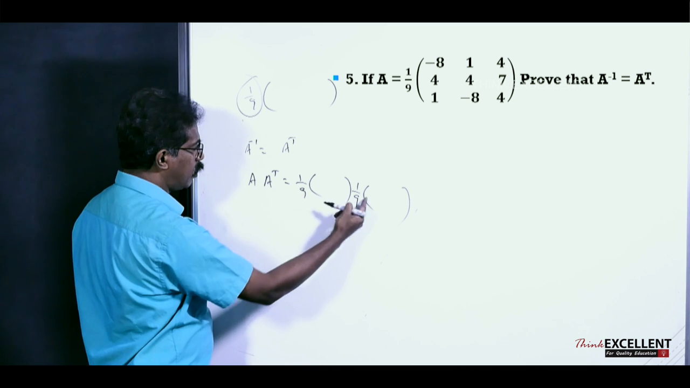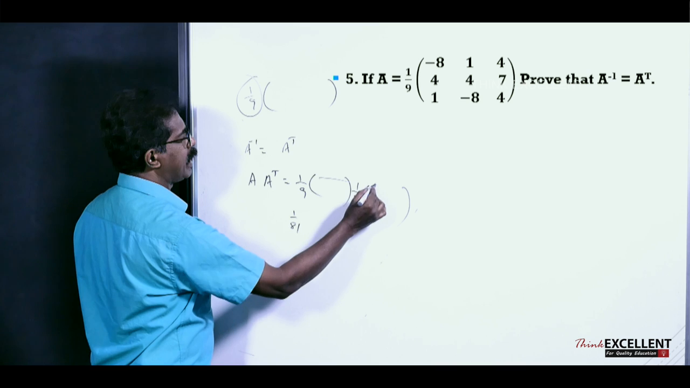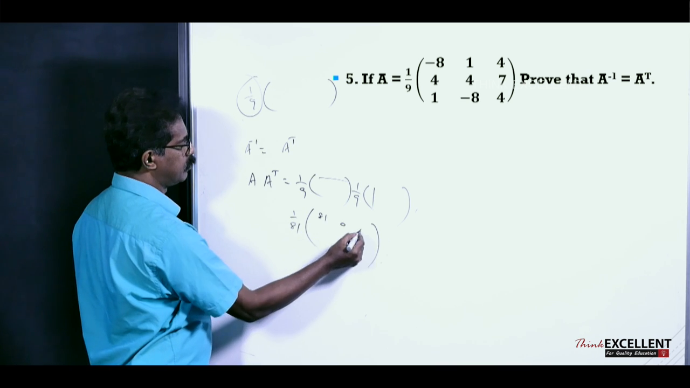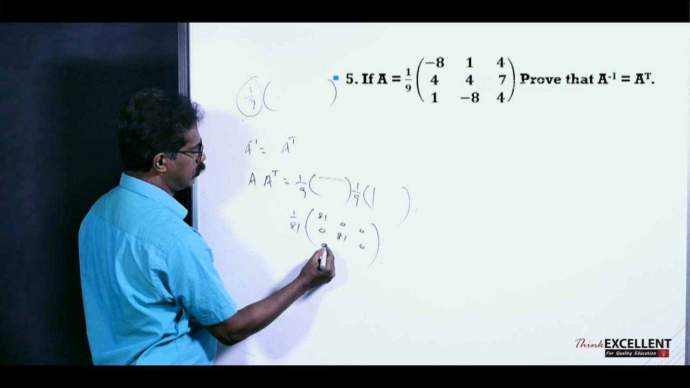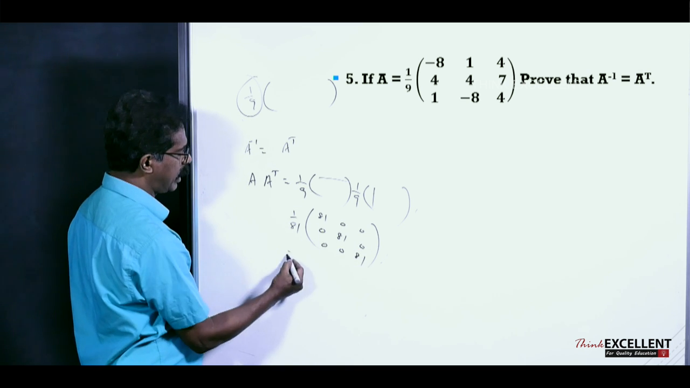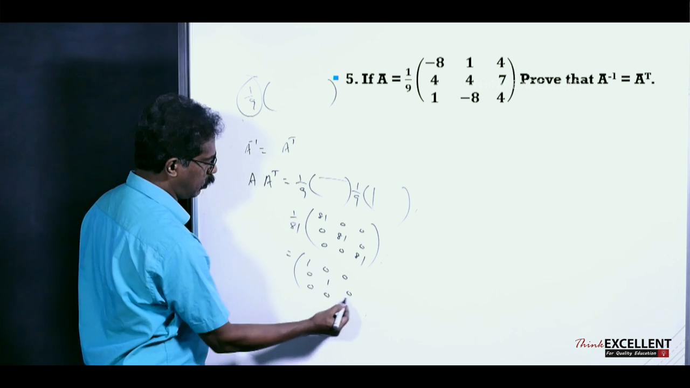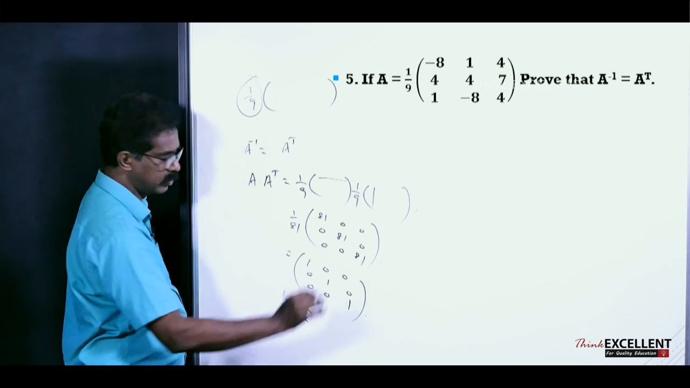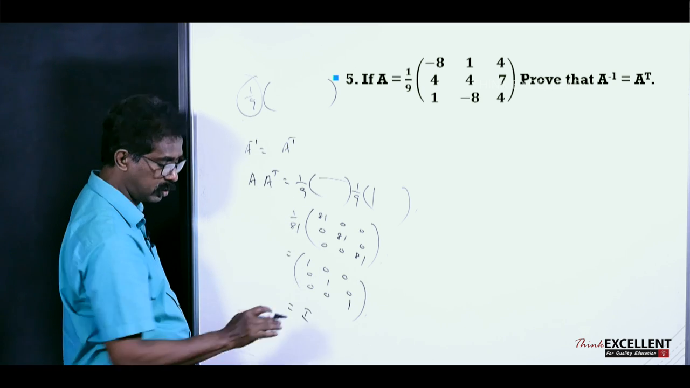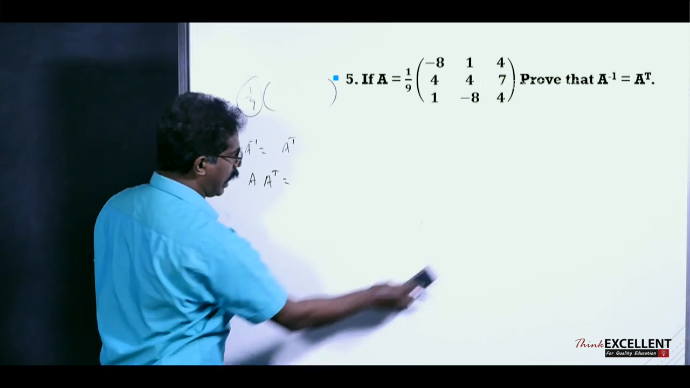So 1 by 9 into 1 by 9 is 1 by 81. The two matrices you multiply, row by column. In this question you will get it like this. Divide every term by 81, and you get 1 0 0, 0 1 0, 0 0 1. So you are getting I here. This is what you get for this question: A into A transpose is equal to I.